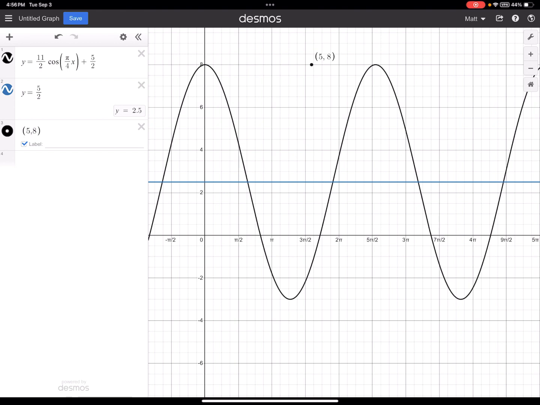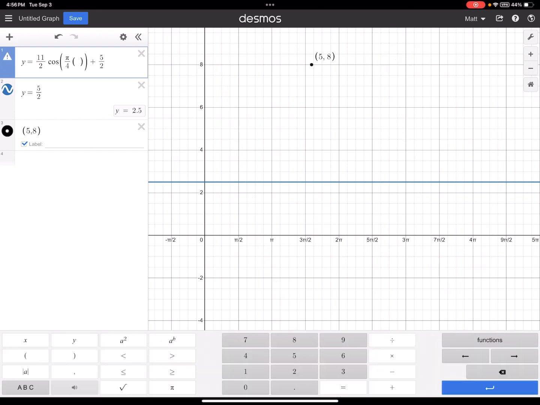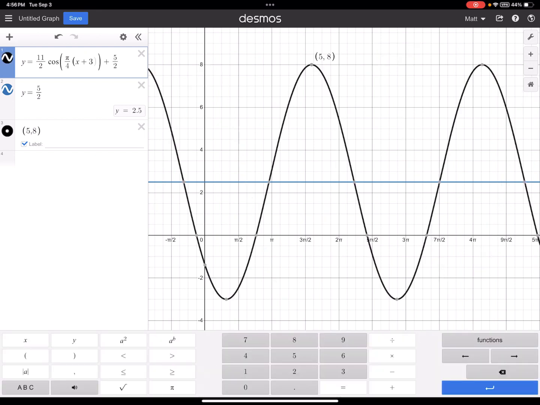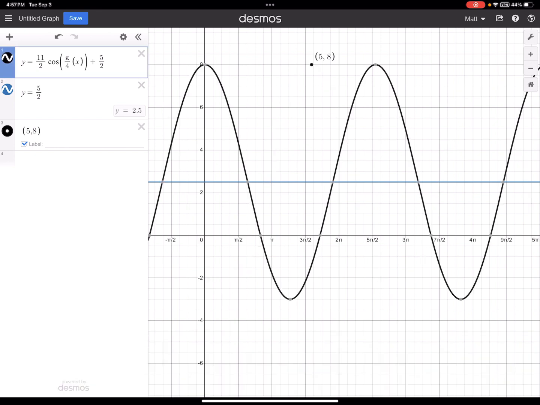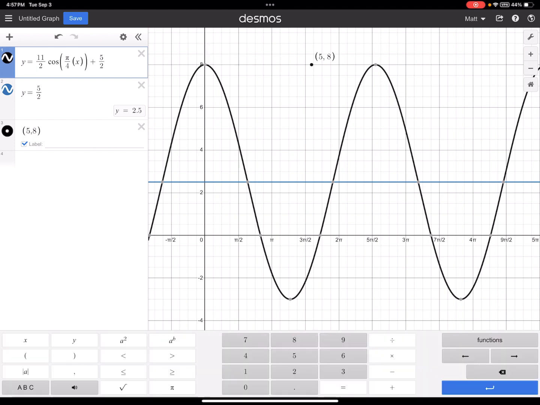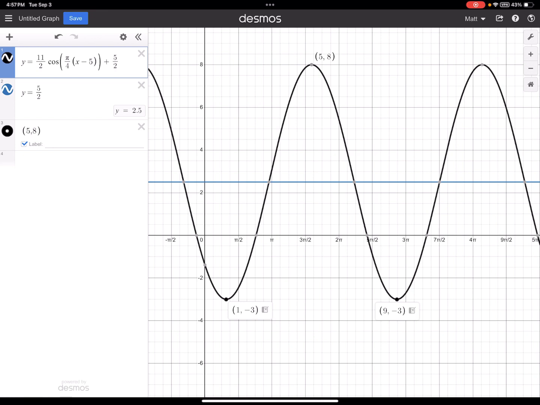Now I want a peak to be at (5, 8). Well, I have a peak at (8, 8). So if I take my current graph and shift it left 3 by replacing x with x plus 3, then I can accomplish that. Remove the horizontal shift, and notice I had a peak at (0, 8). So if I shift this graph to the right 5, this will also work. So in the inner set of parentheses, put x minus 5. And sure enough, we get a correct final result.